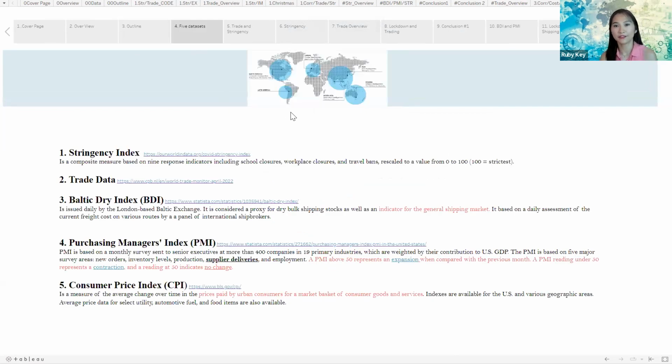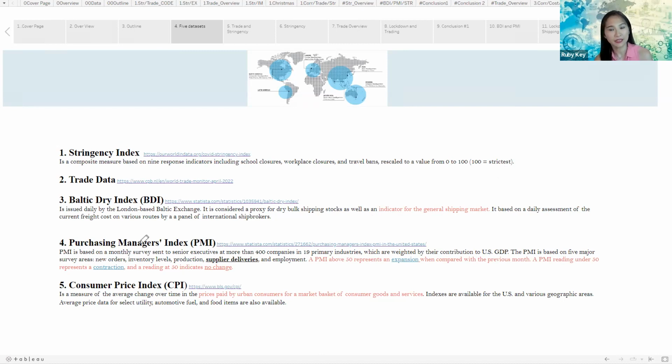Here are the 5 data sets that I worked with. First is the stringency index. This will be an indicator for lockdownness, from 0 to 100, 100 being most strict. And the next thing is trade data. And then is the Baltic Dry Index. This will be a proxy for the shipping cost.